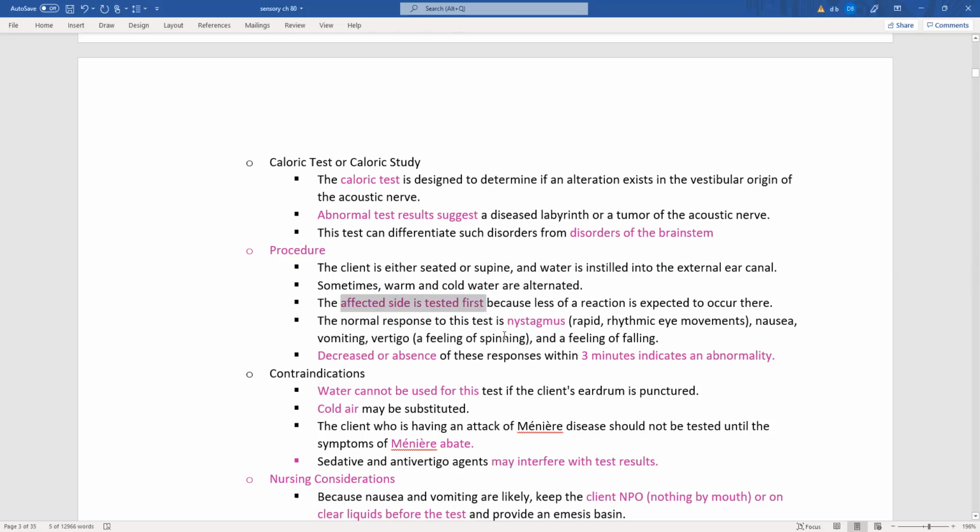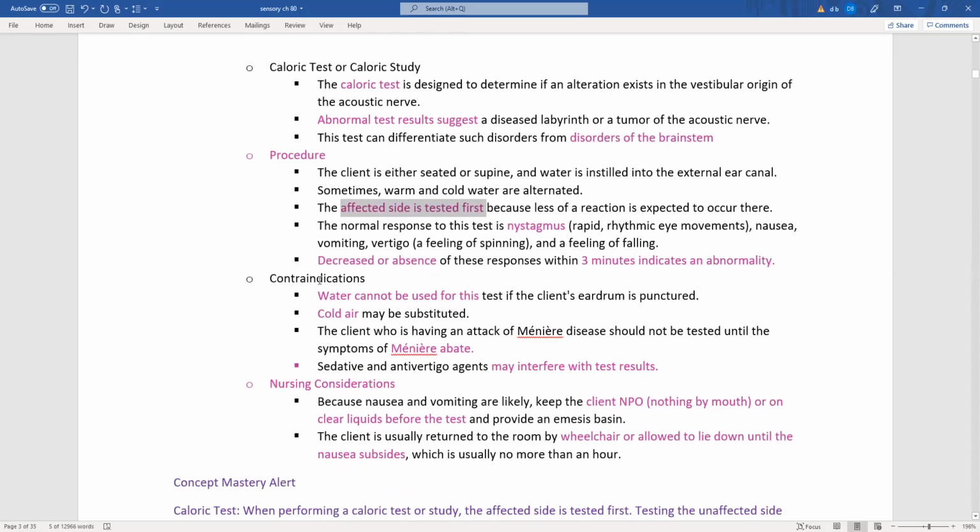The normal response to the test is nystagmus, meaning rapid rhythmic eye movement. They may have some nausea, vomiting, vertigo, that spinning sensation, and a feeling of falling. A decrease or absence of these responses within 3 minutes means something isn't right. That's going to indicate an abnormality. So if there's a decrease or absence of the nystagmus, the nausea, the vomiting, the vertigo, or the falling, something is going on with that person.